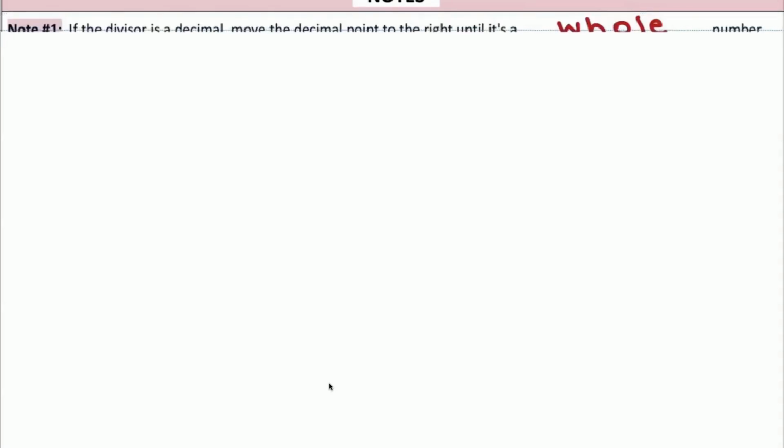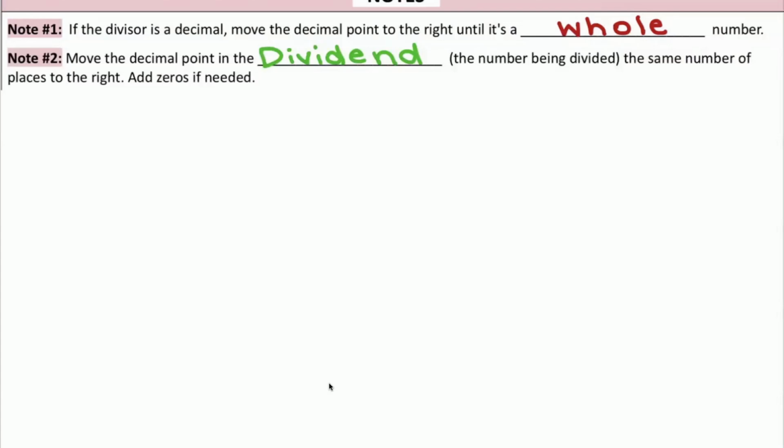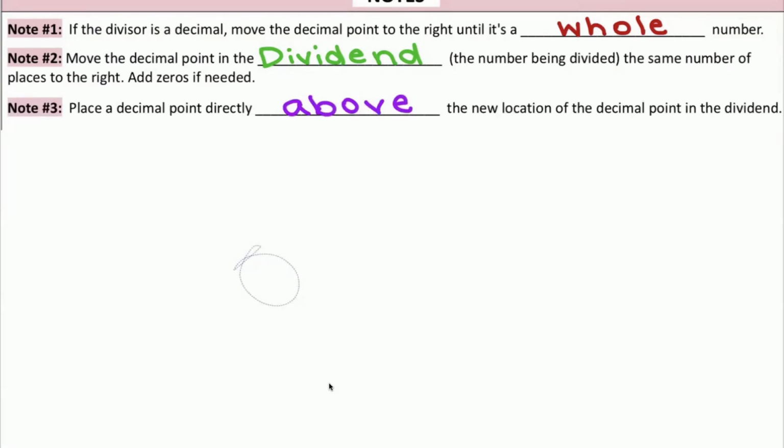Our notes are going to be really helpful today. If you need any help, you can always refer back to these. So we'll take all of our notes and then we'll practice with some more examples. So our first note is, if the divisor is a decimal, move the decimal point to the right until it's a whole number. Note number 2, move the decimal point in the dividend, the number being divided, the same number of places to the right. Add zeros if needed. So if you're moving your number to the right and there's nothing there, you can add a 0. Then we're going to place our decimal point directly above the new location of the decimal point in the dividend.